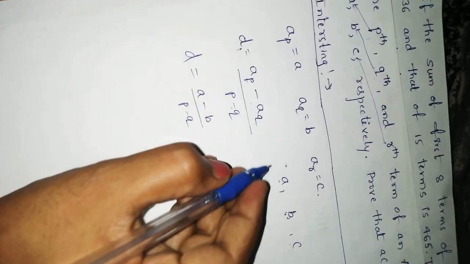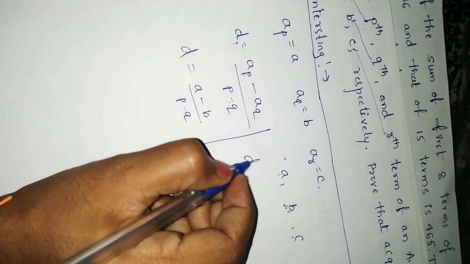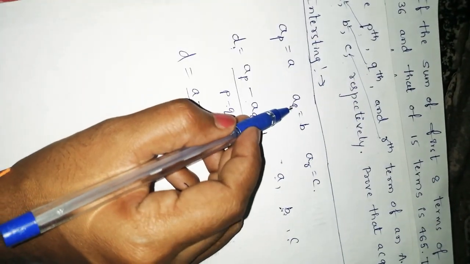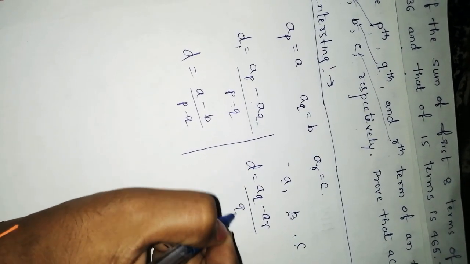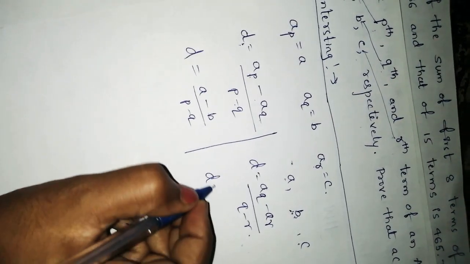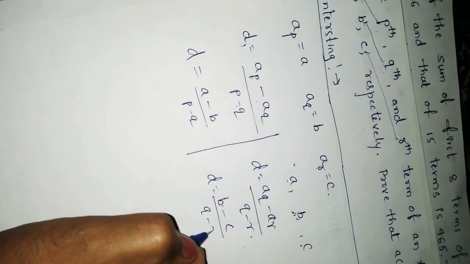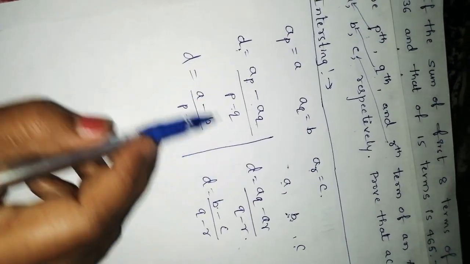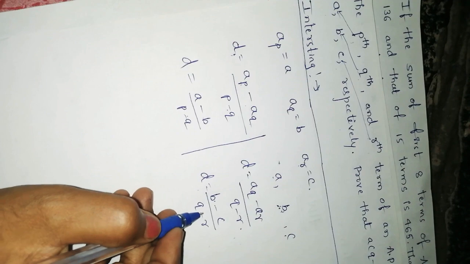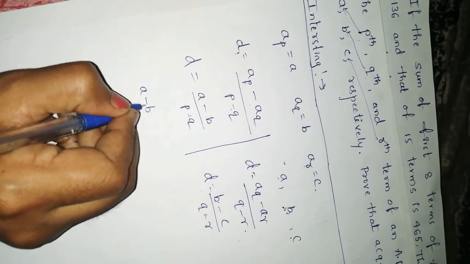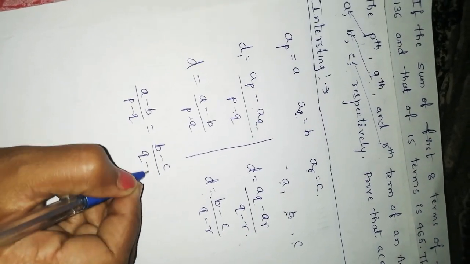This is one more common difference. And again I will take third term minus second term. Again common difference D is equal to, that is qth term and rth term, that is AQ minus AR divided by Q minus R. That is D is equal to AQ is B, AR is C divided by Q minus R. Here both common differences are same because in an AP the common differences are same. Therefore I will make RHS is equal to this RHS, that is A minus B divided by P minus Q is equal to B minus C divided by Q minus R.